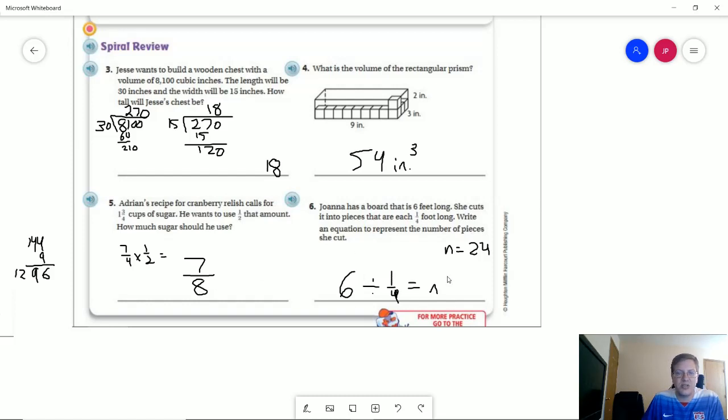And then the last one, again, we're just asking for the problem. So 6 divided by 1/4 would be the problem that we would work. And then n would be the answer. If we wanted to actually find the answer n, that would be 24.